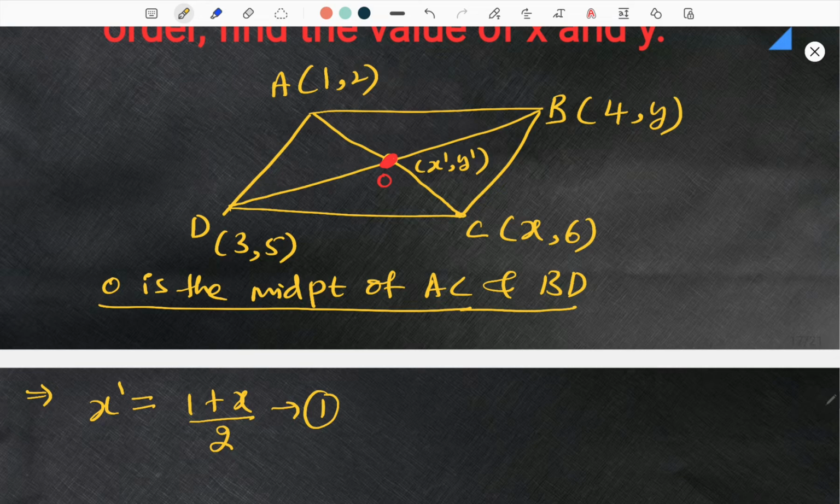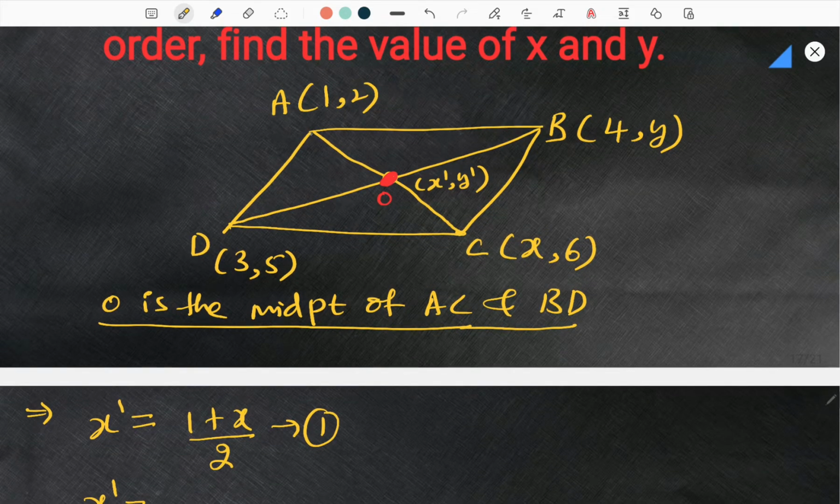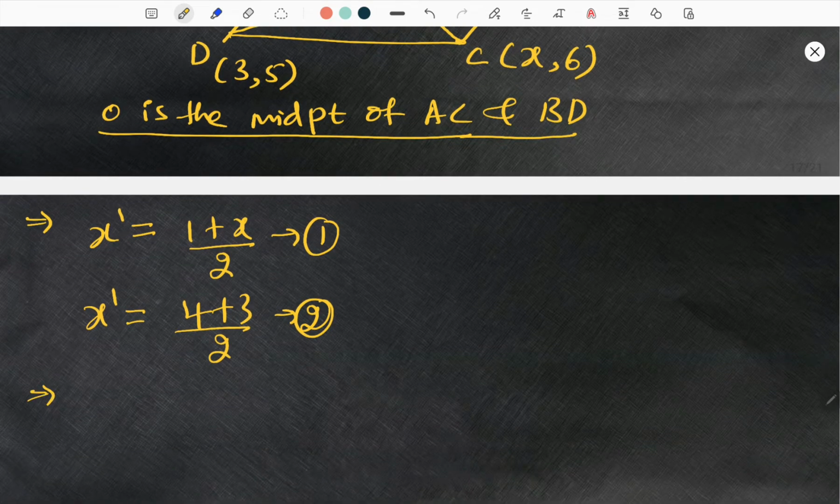Now similarly, if you take from BD, what will be the formula? The formula will be 4 plus 3 by 2. Similarly, I get x dash is equal to, from AC, 1 plus x by 2, and from BD, that becomes 4 plus 3 by 2. So this is equation number 2. So equation 1 is equal to equation 2.